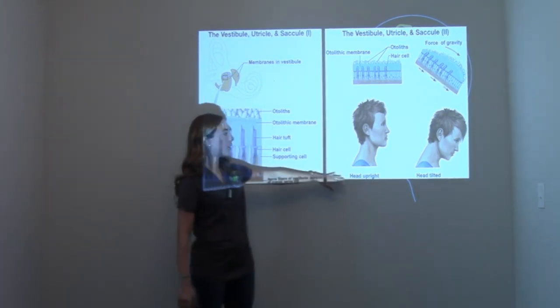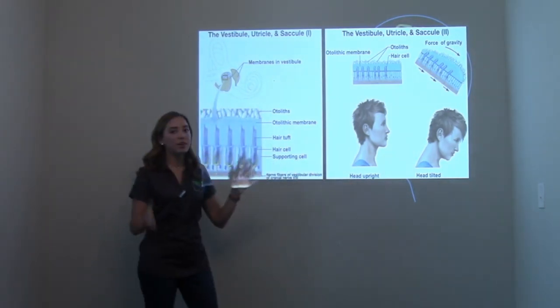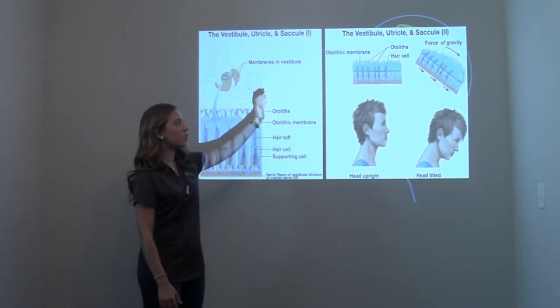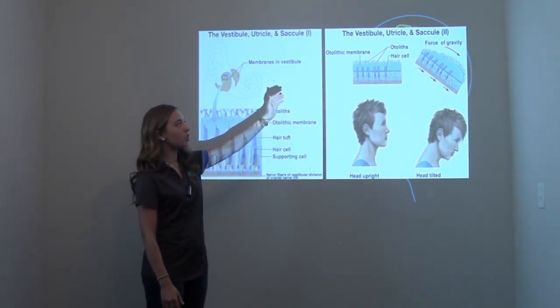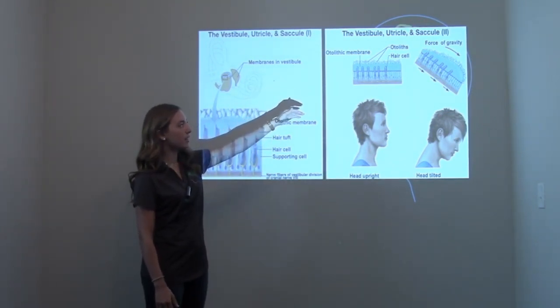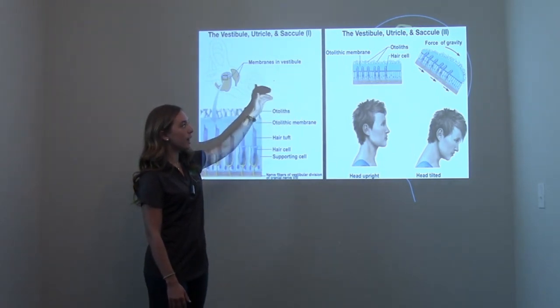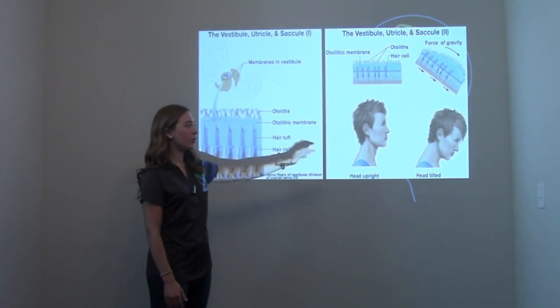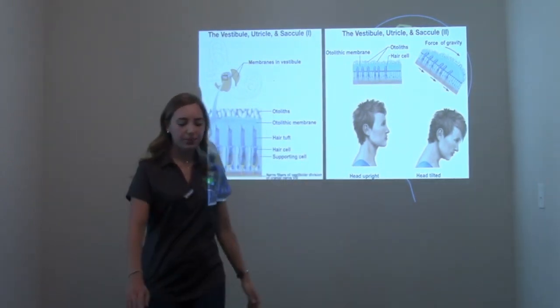So this is just showing an example of that. When we are going from our head upright to flexing our head forward, you can see the shifts of the otoliths, which is shifting the membrane and shifting the hair cells inside to get that neurotransmitter release and that depolarization to let us know that our head is no longer in neutral.